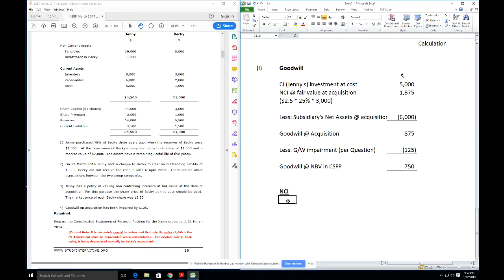Non-controlling interest. Clearly, we have solved part of that. We have a bit of that figure in the calculation. For the non-controlling interest, clearly we are going to use the fair value of the non-controlling interest, which is this, which we have calculated already. So I'm just going to copy and paste down here. Voila. Then plus NCI percentage of post-acquisition earnings.